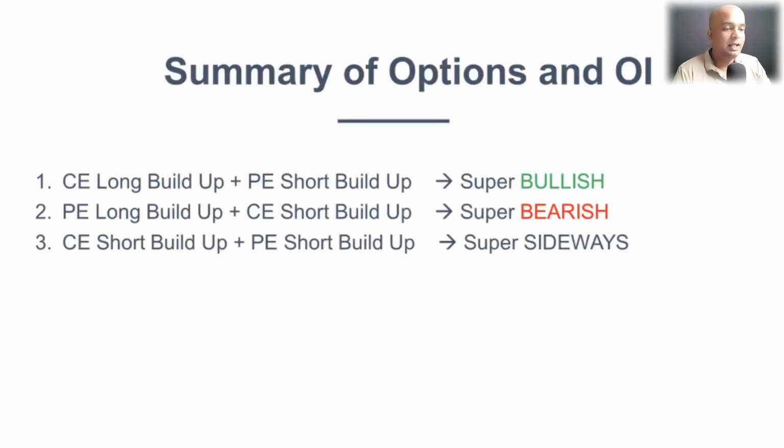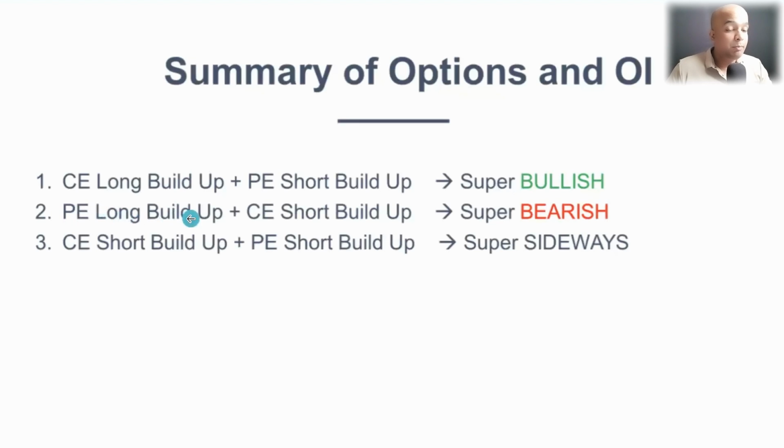This simplifies the OI and options relationship in a very small manner. So when call option long buildup is happening and put option short buildup is happening, it is super bullish. Long buildup means price is going up and OI is going up as well. So CE long buildup is bullish. PE short buildup is also bullish. So bullish in call option and bullish in put option is super bullish.